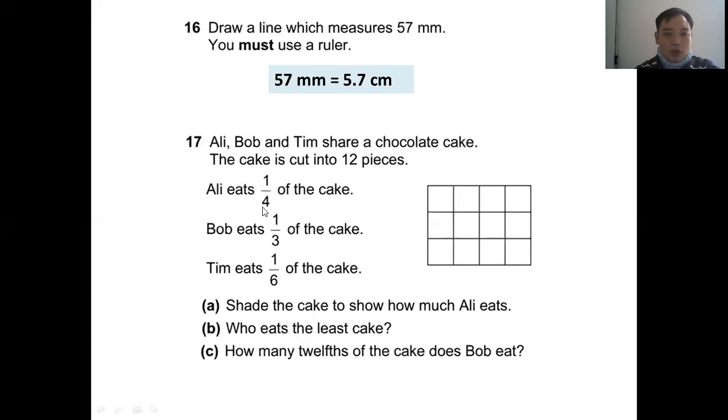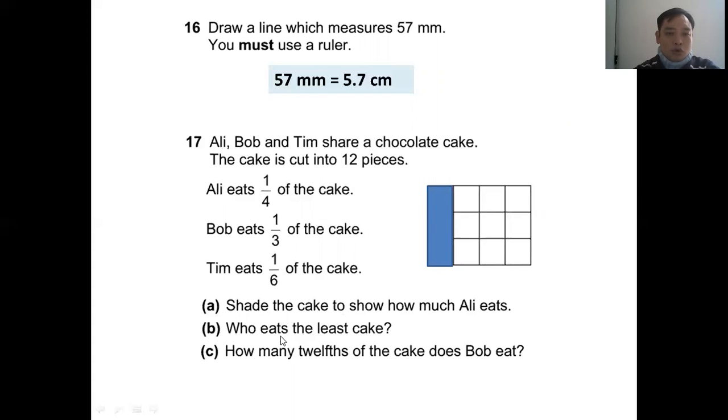So Ali eats 1/4. So the cake we have to divide into 4 equal parts. So 1, 2, 3, 4. So Ali will eat this set.